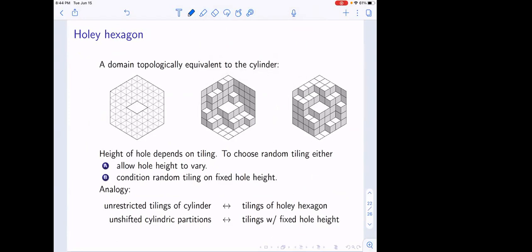And there are two different setups for how to choose a random tiling of the domain. The first setup is, okay, pick a tiling of the domain uniformly at random. And the second one is, we can fix a height function on the boundary. So note that in this case, we actually have two parts of the boundary.